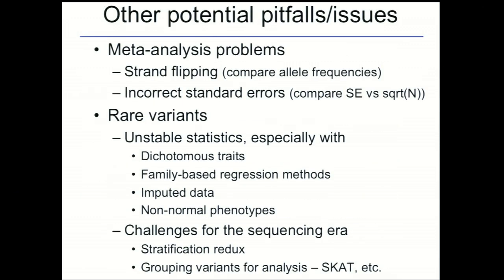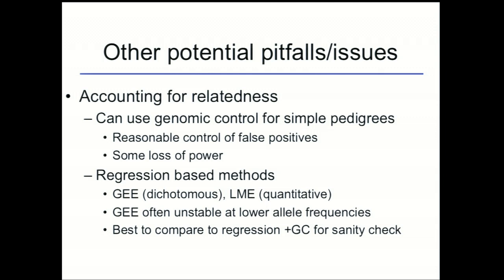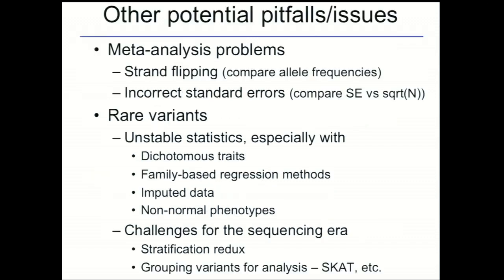I'm going to skip through some of this. Yeah, so this is just the one point that I made. In terms of accounting for relatedness, there are methods that are used for family-based studies. Some of these are unstable at low allele frequencies, so just watch for that. And it's best to compare to methods where you've just ignored relatedness as a sanity check. For those who do meta-analysis, there are all sorts of issues related to strand flipping. This is not a different artifact than genotyping problems, so just watch out for that.